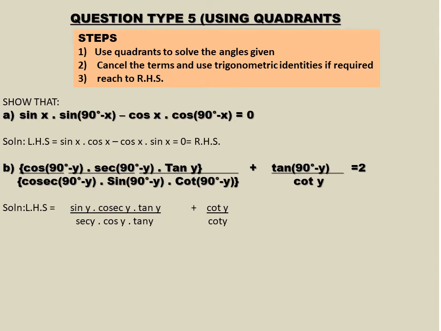Cos 90 minus y will become sin y. Sec will become cosec. And tan y is already simplified, so it will be as it is. In the denominator, cosec will become sec, sin 90 minus y will become cos y, and cot 90 minus y will become tan y, right? Plus, next tan 90 minus y will become cot y, and in the denominator cot y will be cot y. So cot y will cancel each other, will become 1, and in the first part also, all the terms will cancel each other and you get 1. Right, so 1 plus 1 will be 2, which is equal to right hand side, hence proved.